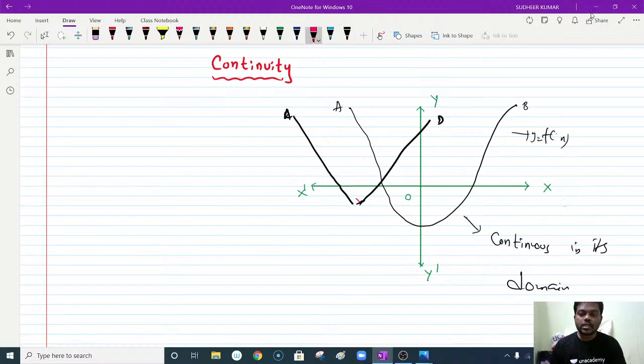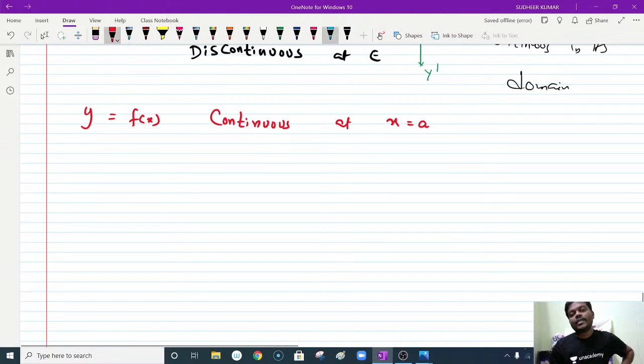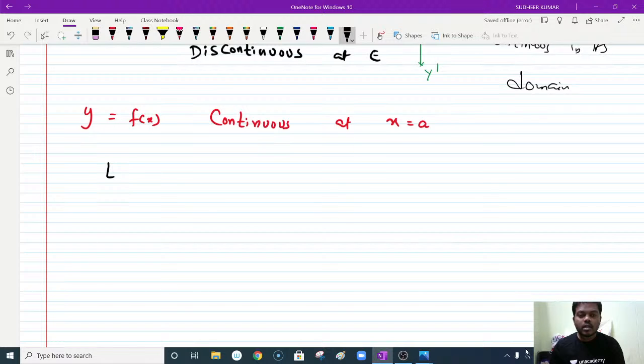So at x equal to a, when is this function said to be continuous? The first condition is when left hand limit, LHL, equal to RHL, equal to f of a. The value of the function is denoted by f of a at x equal to a.